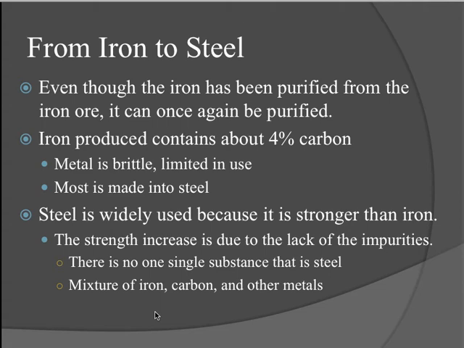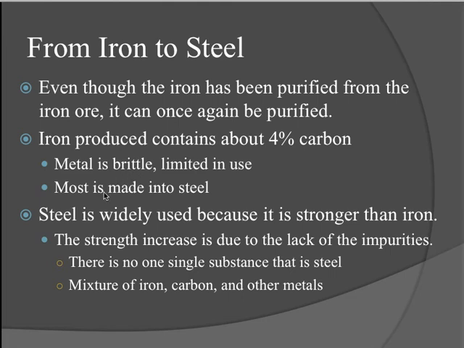Okay, so even though we've got the iron now purified from ore, it can once again be purified. Iron produced from the blast furnace contains about 4% carbon. This makes it fairly brittle, and it's limited in its use. It's actually called cast iron, and it's not very malleable, right?